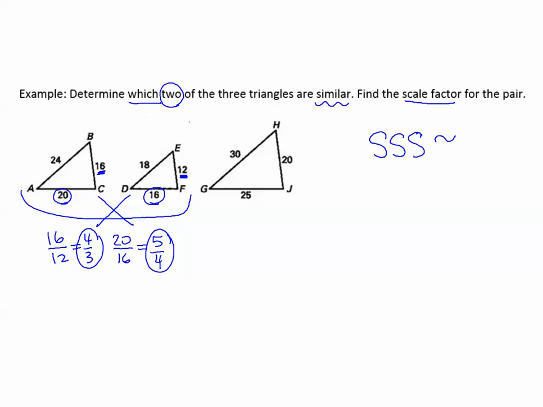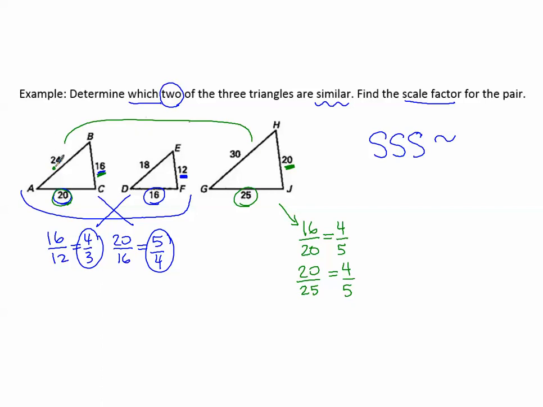Okay, let's try another pair. How about the first triangle with the third triangle? Let's do our work with the ratios. Again, the smallest side with the smallest side. 16 over 20 makes 4/5. Then the medium side, 20 over 25. 20 over 25 makes 4/5 again. And then the largest of the sides, 24 over 30, and that also makes 4/5.